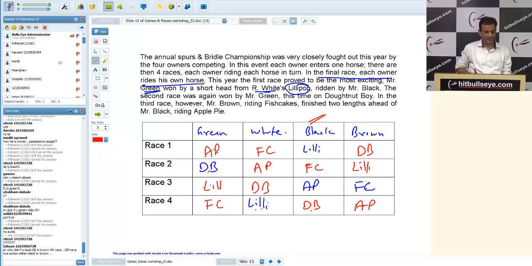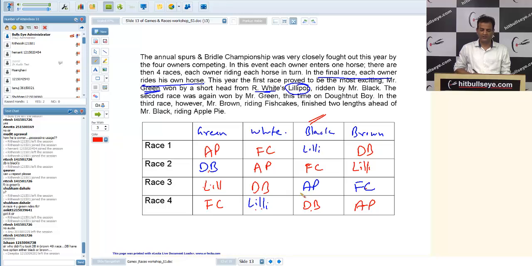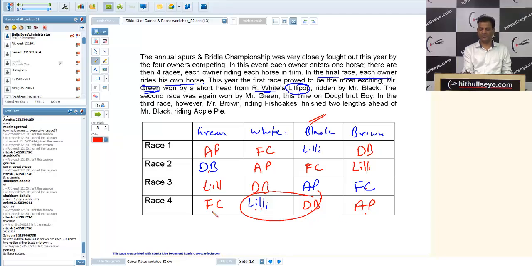Why didn't you take DB in Brown's fourth race, Brown AP? DB is already here. Ishan, just go through the video again, and then you will see how I filled the table. Because these two things are given here. When you have filled the table, these two things are here. FC cannot be here, so FC has to be here and AP has to be here. So yes, Pankaj, it's like a Sudoku.